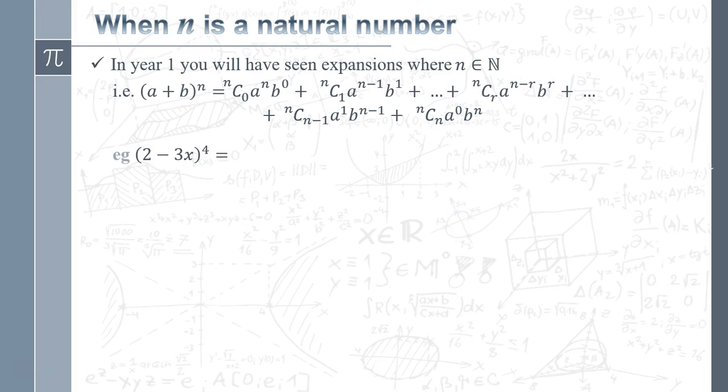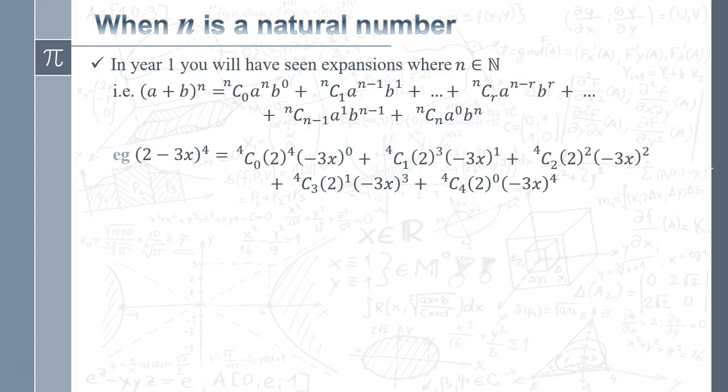So let's have a look at this one. We've got (2 minus 3x) to the power 4, and so when I do the expansion of that, that's what I end up with. So let's just have a quick look at it term by term. We've got first term 4C0, 2 to the power 4, (minus 3x) to the power 0. We should know that that bit there is going to be 1, that bit there is going to be 1, so there's no real need for those two terms, but I like to put them in just for the sake of completeness and structure.